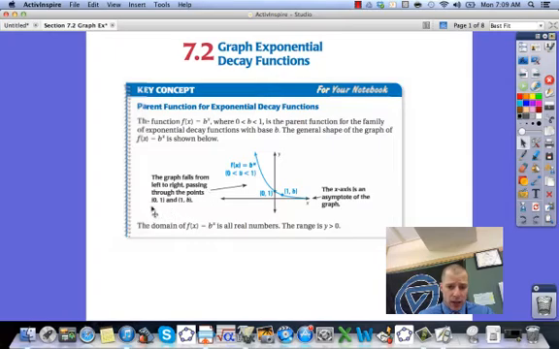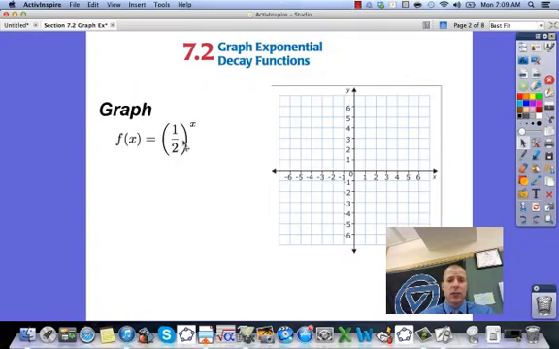And a great thing here is if we look at 0 and 1, 1 and b, those are 2 points that we can still use to plot this as we did in the previous example, in the previous section. So let's go ahead and look at this first one. In this case our b value is 1/2, so we can just identify that at first.